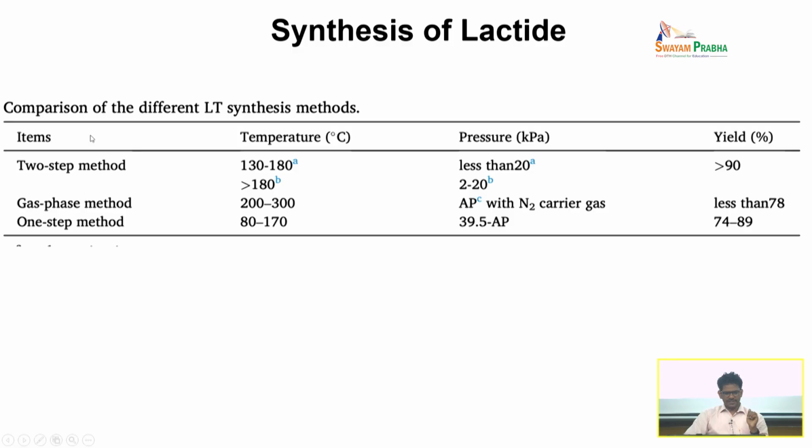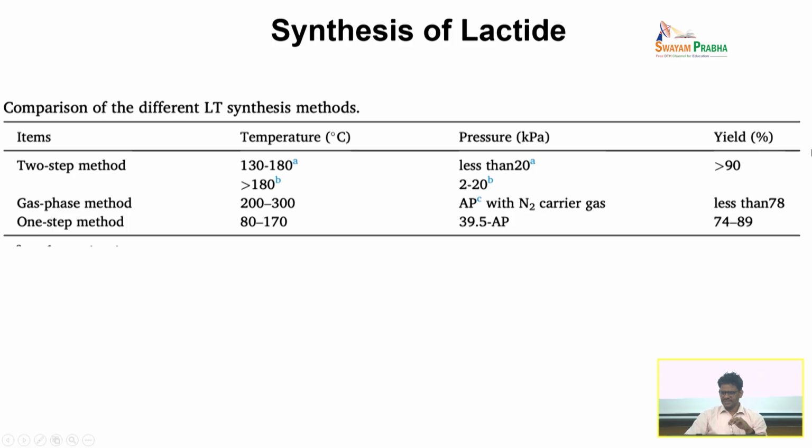So here, the different things are compared: two-step method, gas phase method, one-step method. You can see that in the two-step method, the temperatures are about 130 to 180. The gas phase method operates at high temperature because you do everything in a gas phase. One-step method is a liquid phase method, so it's usually a low temperature method. And you can see the yield is also reported here.